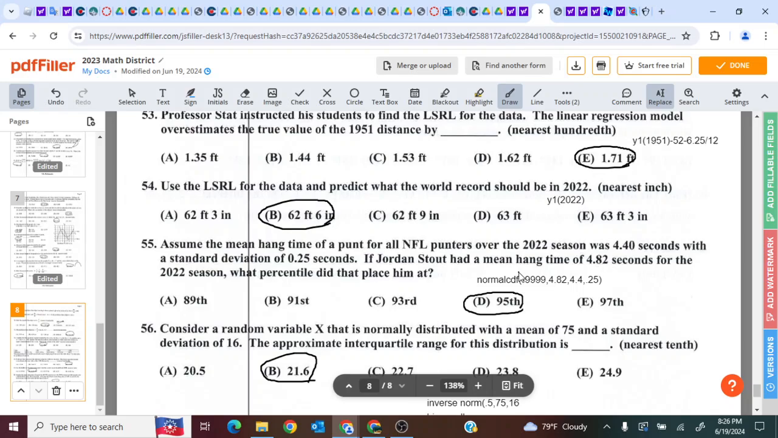Basically, the problem is asking how many people kicked with a hang time of less than or equal to him. So your lower bound is negative infinity, your upper bound is his hang time, your mean is 4.47, and your standard deviation is this. Do normal CDF of that data, and you will get the 95th percentile. If you need to get to normal CDF, go to distribution on your calculator and press 2, basically.